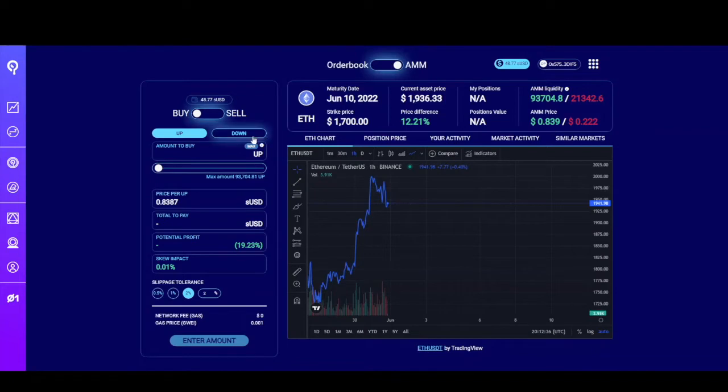Now, if you were to switch this to a down position, you would be saying, I think the price of Ethereum will end up below 1700 on the maturity date of June. Because that seems much less likely, it's much cheaper to buy down. It's only 22 cents for every dollar potential profit. Let's go back to buy.